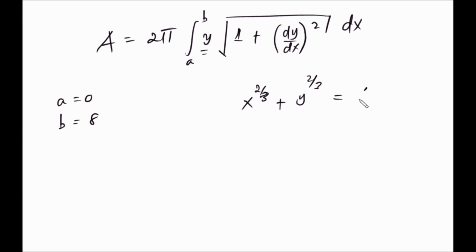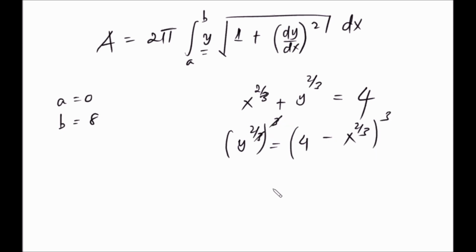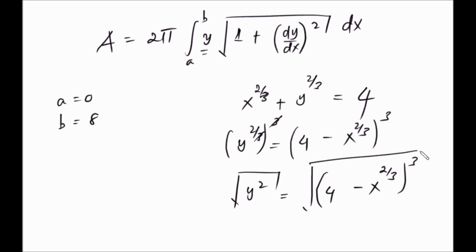So sasa na 4. So in order to get y, we have to make y the subject here. Kwa hiyo kumbe y power 2 over 3 sasa na 4 minus x power 2 over 3. So huku niki power 3 na huku niki power 3, 3 na 3 wanakufa, nitabaki na y squared sasa na 4 minus x power 2 over 3 cube. Alafu huku niki under root na huku niki under root, square root na huyu anakufa.